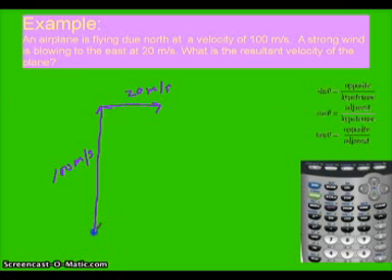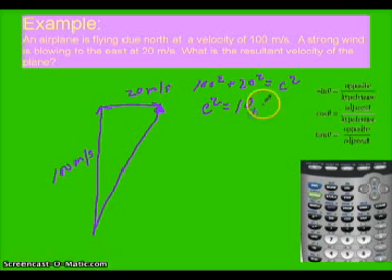Well, we can find the resultant here by using the Pythagorean theorem. 100 squared plus 20 squared equals our c squared. So let's put that in. 100 squared plus 20 squared gives us c squared is equal to 10,400. Let's take the square root of that. And when we round this, we get 101 meters per second.